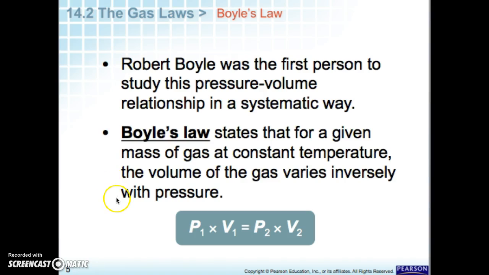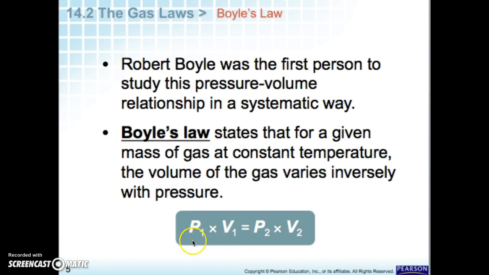But Boyle's law deals with pressure and volume. So it states that for a given mass of gas at constant temperature, the volume of the gas varies inversely with pressure. So for something to vary inversely, if things are inversely proportional, it means if one factor goes up, the other one goes down. So in this case, if the pressure increases, the volume is going to decrease.